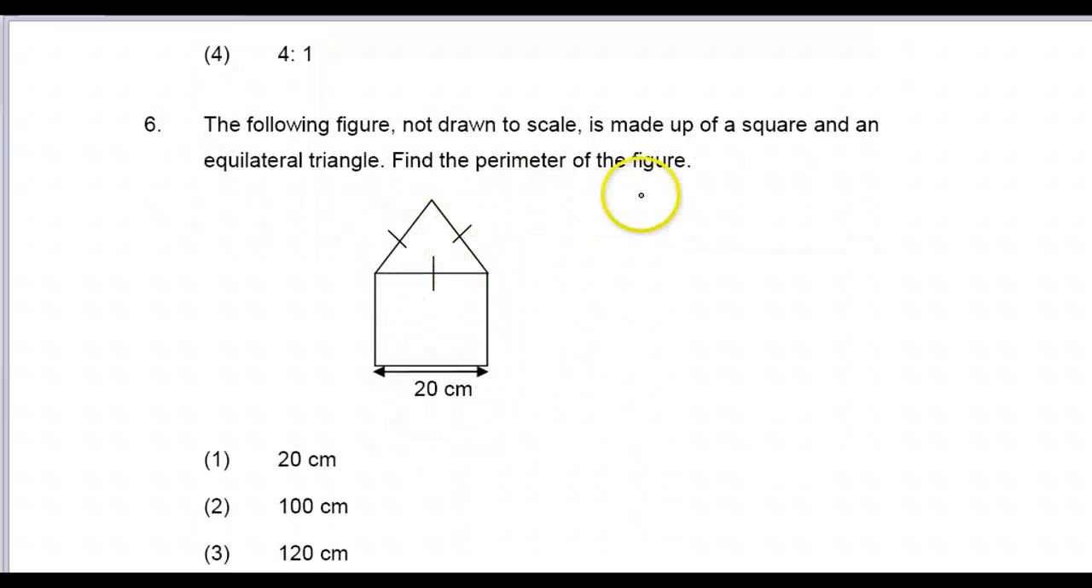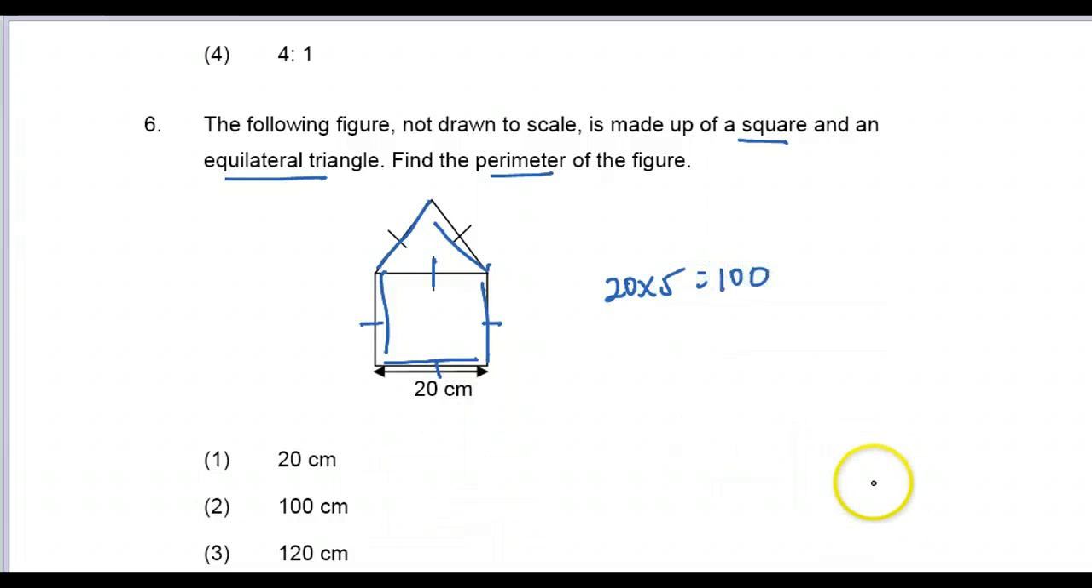The following figure, not drawn to scale, is made up of a square and an equilateral triangle. What is an equilateral triangle? It means all the sides are the same. So I know this is the same as all these sides. I need to find the perimeter of the figure. Perimeter means the outline. So let's count the number of outlines. So it's 1, 2, 3, 4, and 5. So I take 20 times 5. Answer would be 100 cm. Option number 2.